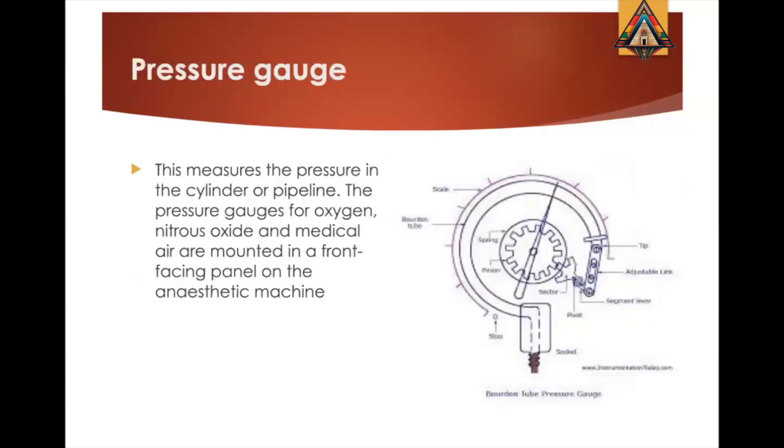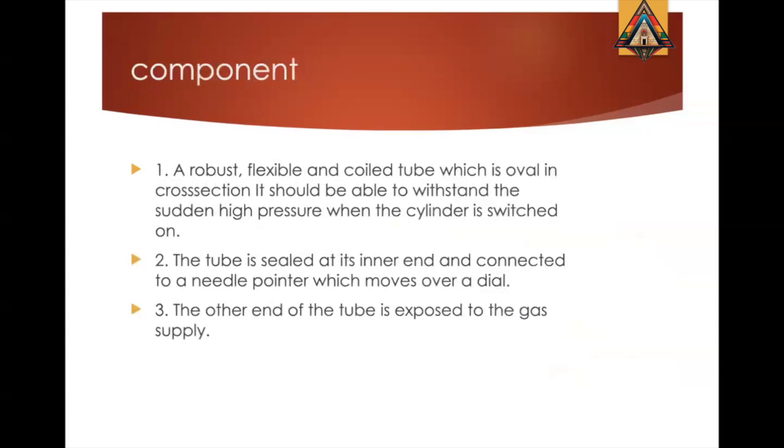You have a pressure gauge. This measures the pressure in the cylinder or the pipeline. The pressure gauge exists for oxygen, nitrous oxide, and any other medical gases. It is mounted on the front facing panel of the anesthesia machine. So when you look at the anesthesia machine, you're going to find a pressure gauge for oxygen, a pressure gauge for nitrous oxide, and in some machines, a pressure gauge for air. And it shows you what the pressure is in the pipeline or the cylinder, so you know what's taking place.